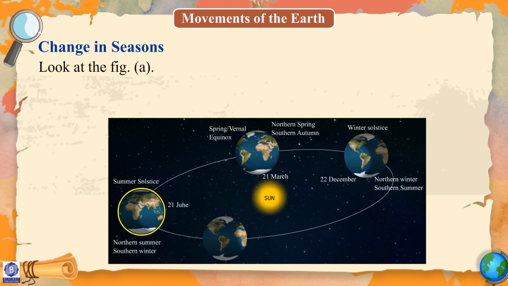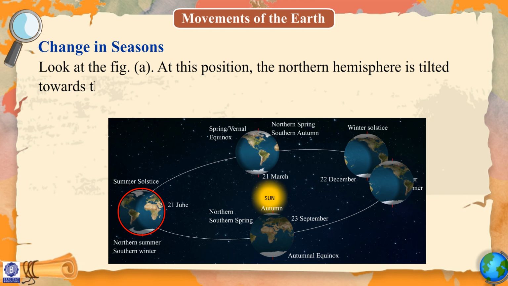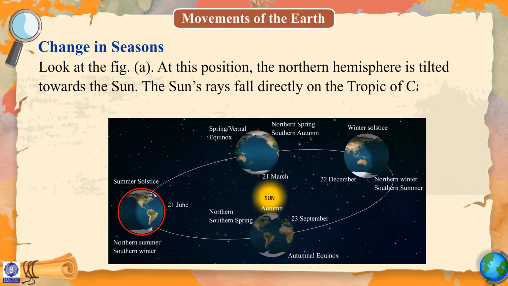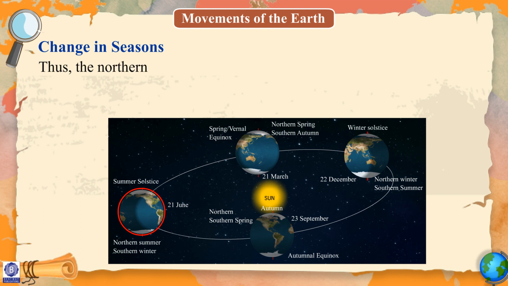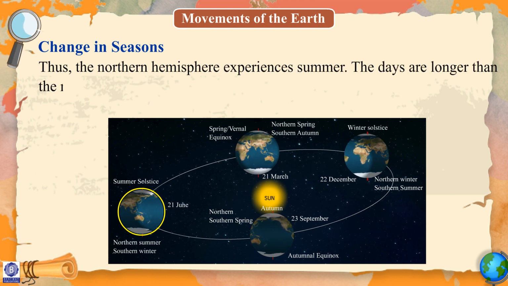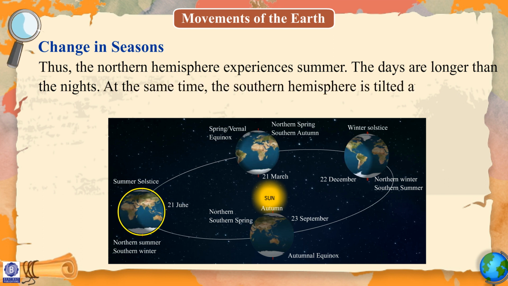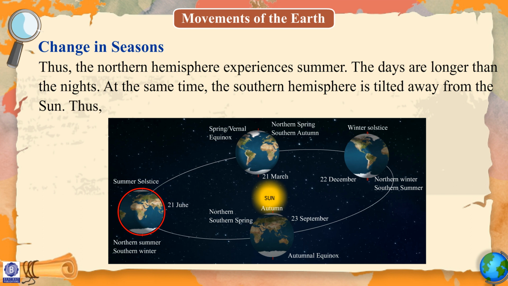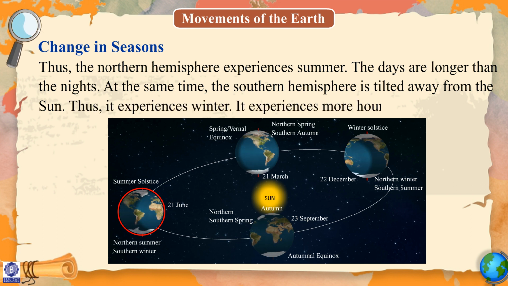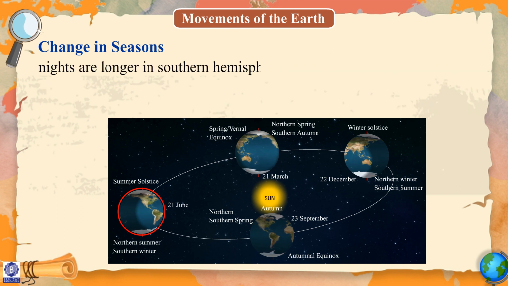Look at the figure A. At this position, the northern hemisphere is tilted towards the Sun. The Sun's rays fall directly on the Tropic of Cancer. Thus, the northern hemisphere experiences summer. The days are longer than the nights. At the same time, the southern hemisphere is tilted away from the Sun. Thus, it experiences winter. It experiences more hours of night and thus, nights are longer in the southern hemisphere.